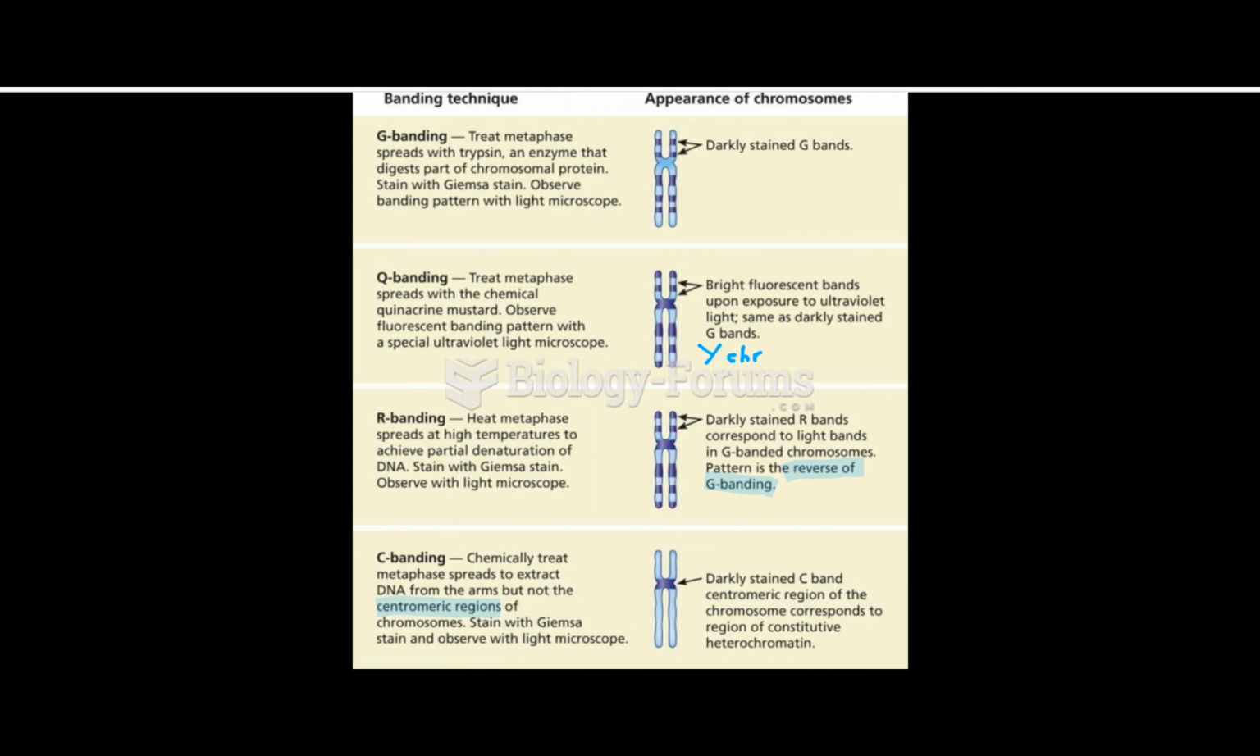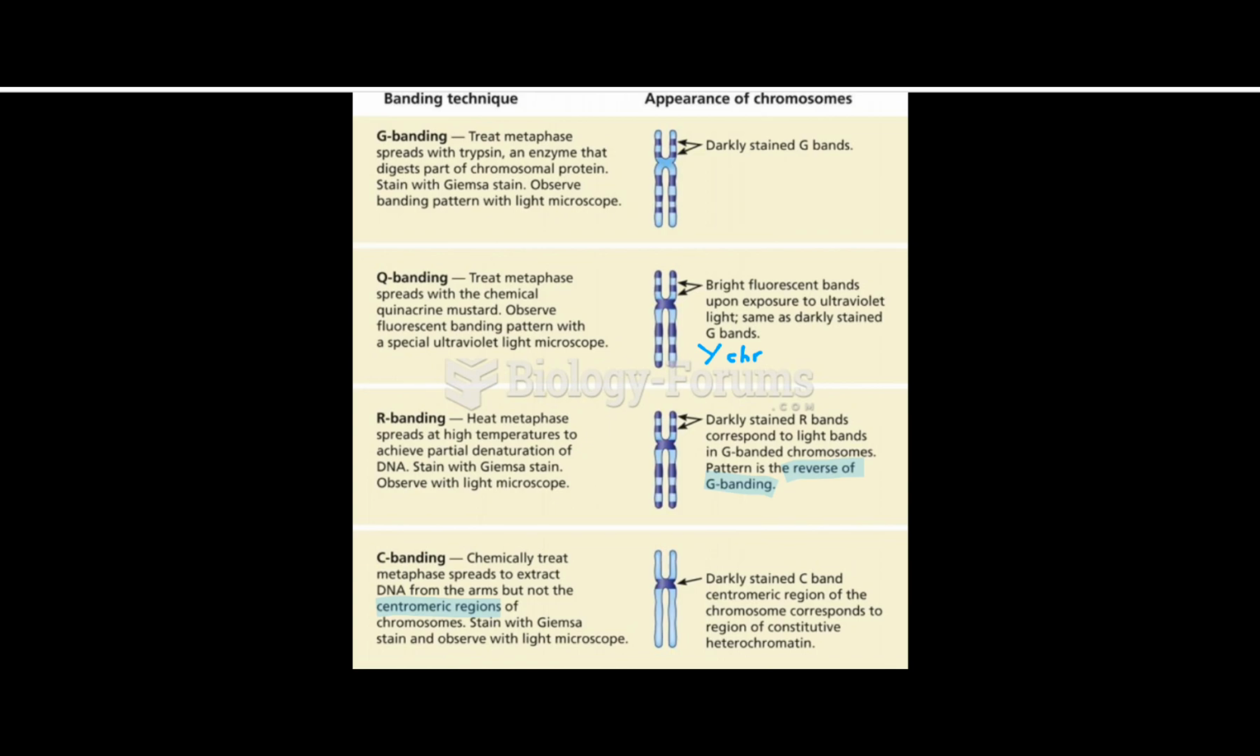Then these are the banding techniques for the chromosomes shown. The different banding techniques are G banding. In G banding, the G bands are darkly stained. We treat metaphase spreads with trypsin enzyme that digests part of the chromosome protein and observe under the light microscope.